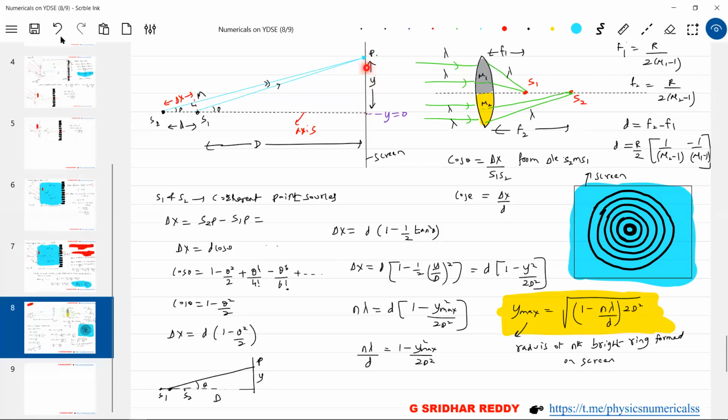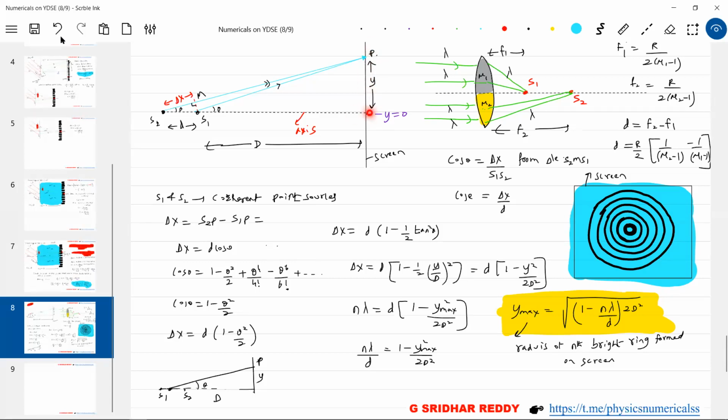In YDSE, as you move away from the axis, the order of interference increases. Central maxima used to be at the axis. Can you call this a central maxima here? No, don't use the word because we don't have fringes here. We have alternate bright and dark circular rings formed. So can we find the thickness of a bright and dark ring? Put n equal to 1, and so on for n and n plus 1. We can find the width of that ring using this mathematics. So the order of interference will decrease here.